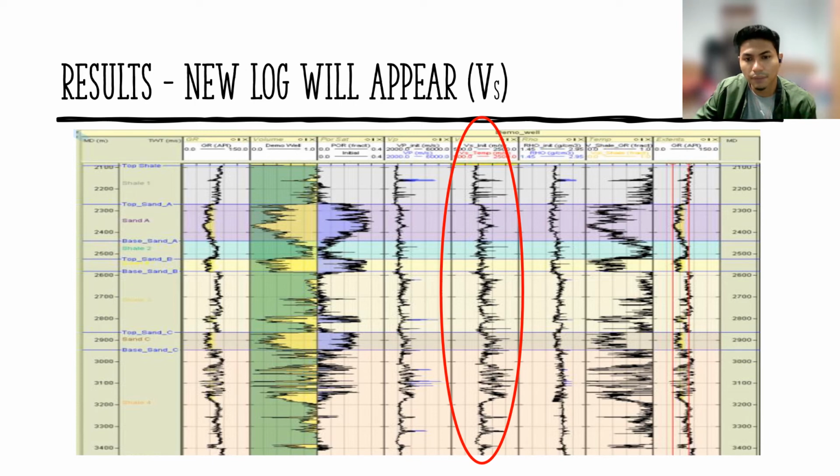So this is the result, and after we save the VS log, it will appear in our track. The red color one indicates that it has not been saved yet, so we need to save the log for our reference.